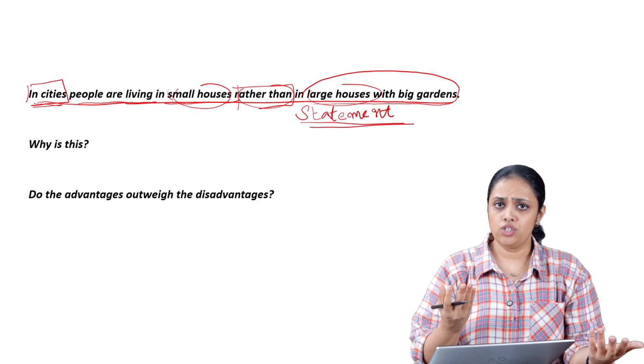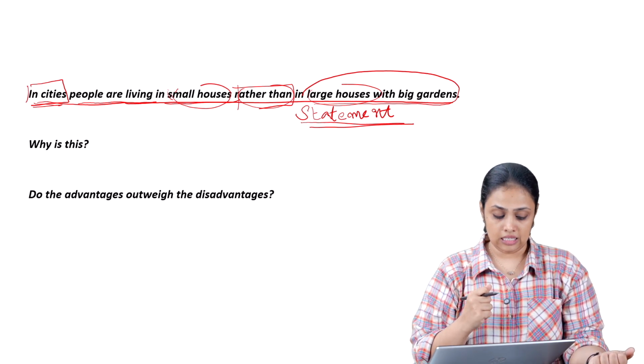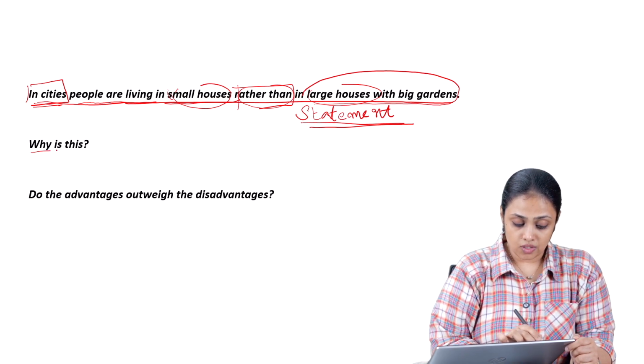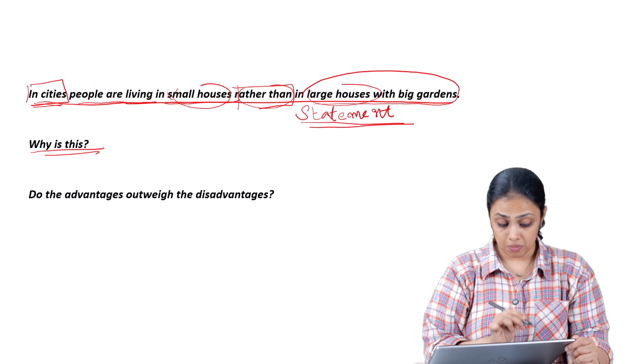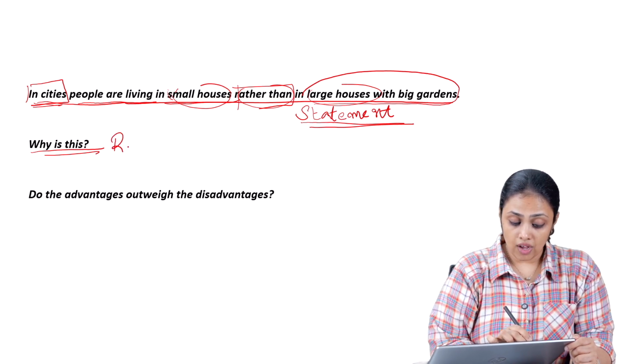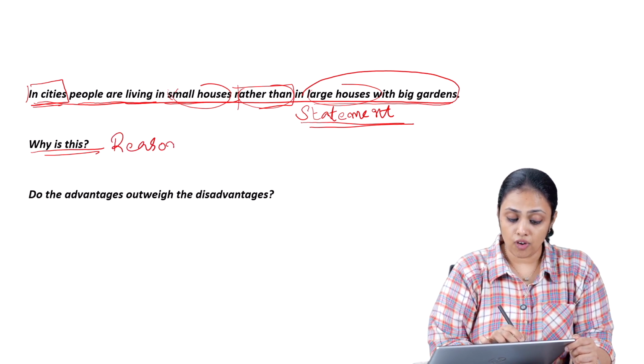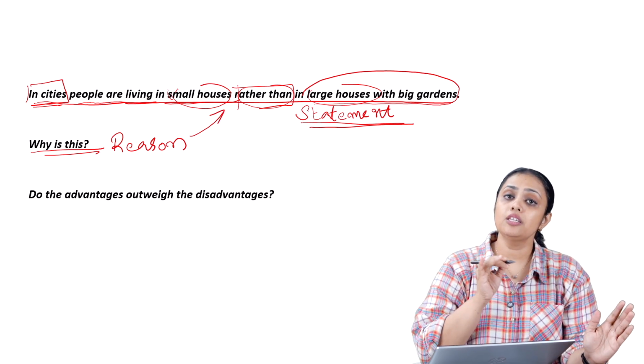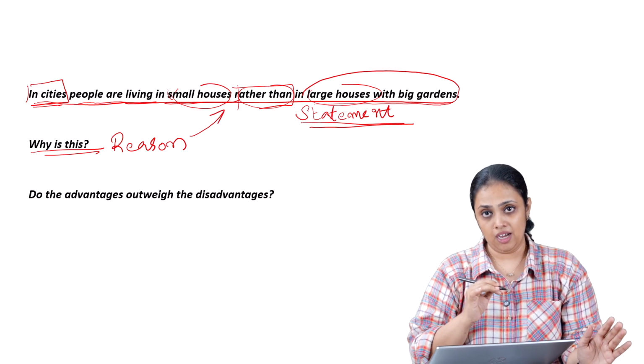Now, what is the question? What are we supposed to do with that statement? You can see two questions here. The first is, why is this? Which means that the first thing that they have asked for is the reason for this trend. That is, why do people opt to live in small houses rather than big houses?